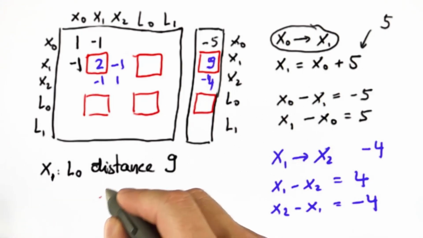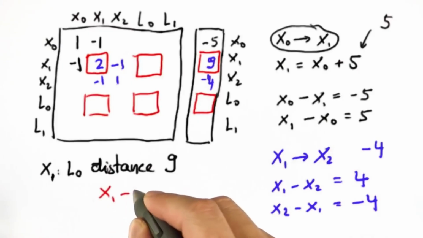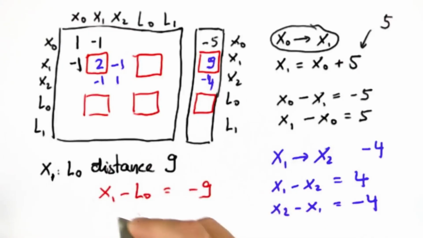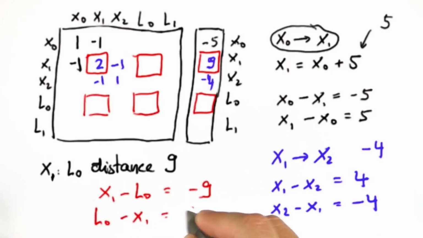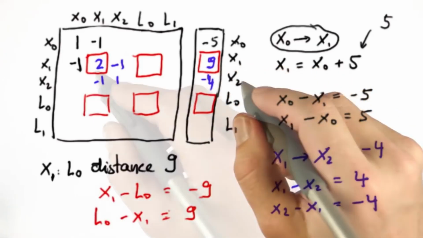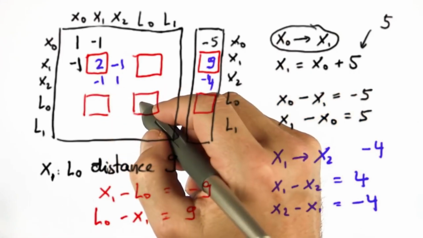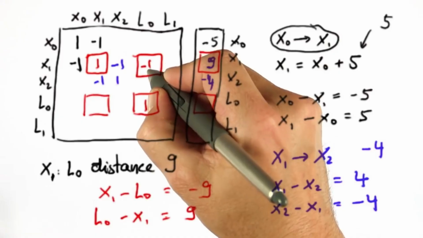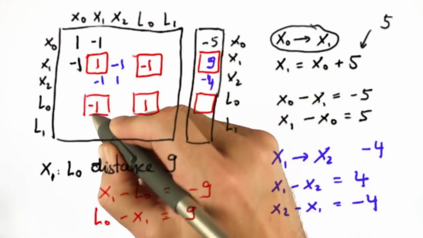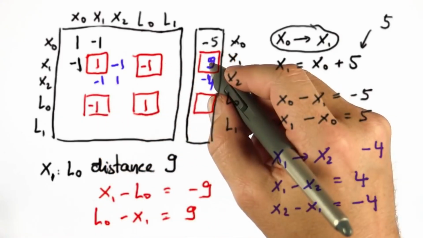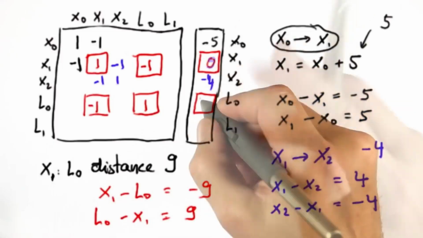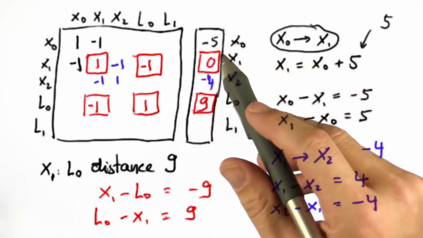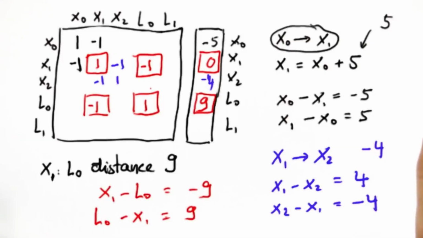And here's the answer. Obviously x1 minus L0 is minus 9, because L0 minus x1 is our measurement of plus 9. So let's add this in. We add 1 over here on the main diagonal, 1 and 1. We subtract 1 off the main diagonal, just like before, simple pattern. And then the 9 over here goes back to 0, but to 9 over here. I hope this makes perfect sense to you.